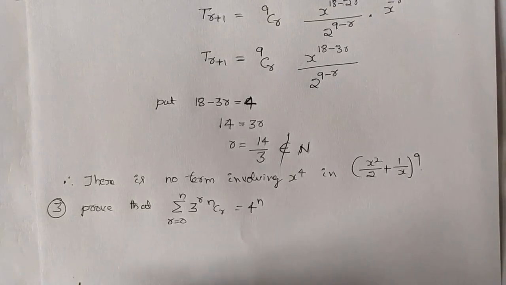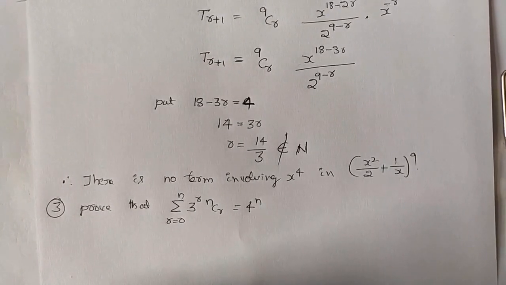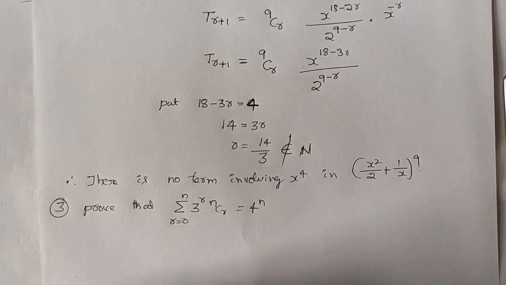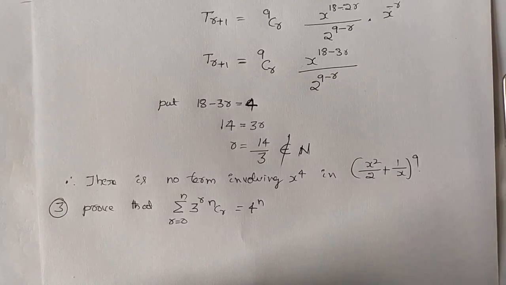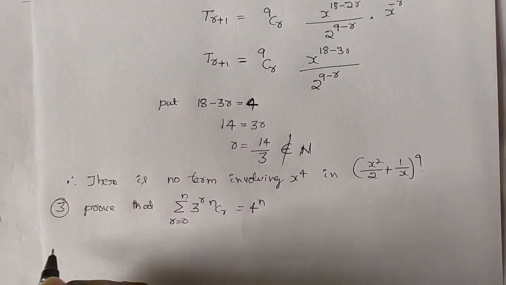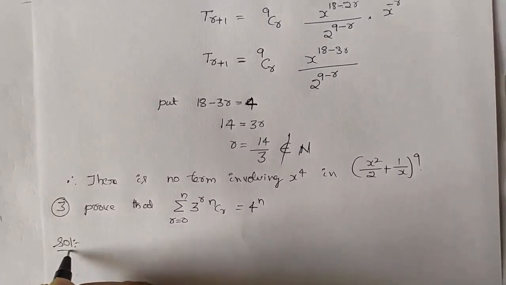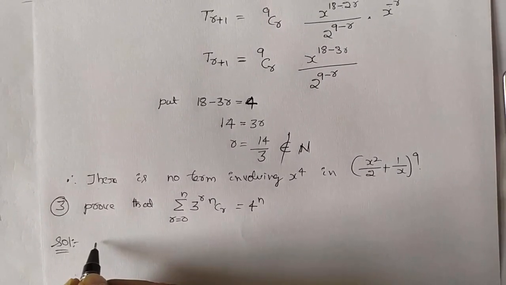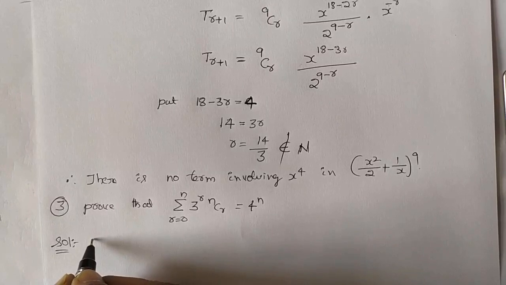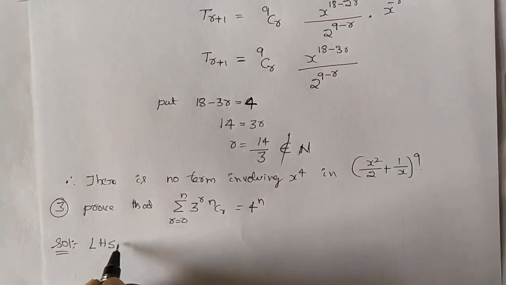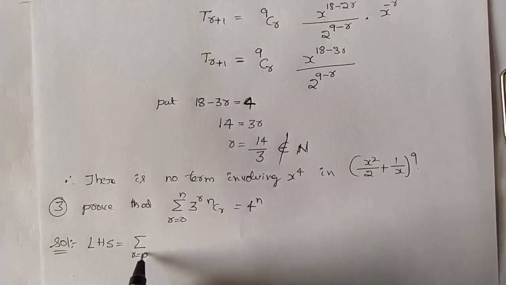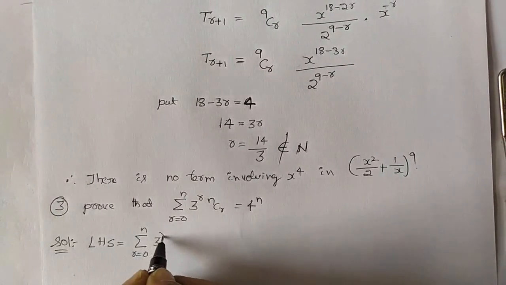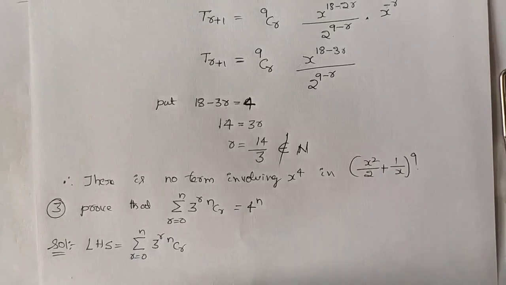The questions we are discussing in this class were asked in our previous examinations, or may be in the model papers. Let us prove it. Before that, take the LHS and RHS parts. I am taking LHS. LHS equals summation r equals 0 to n of 3 power r into nCr.